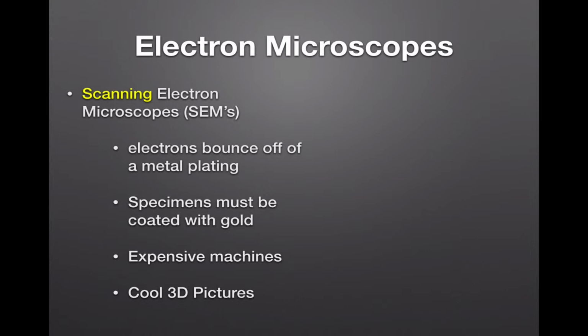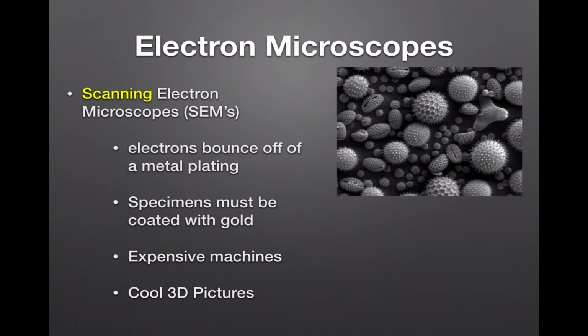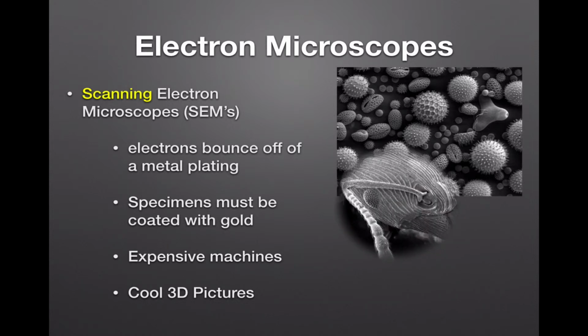Electron microscopes come in two kinds. There are scanning electron microscopes, or SEMs, which bounce electrons off of metal plating that's been applied to whatever it is you're looking at. So you actually give it a mirror finish, usually with gold. These are very expensive machines, but the payoff is you get very cool three-dimensional pictures. For example, this is a scanning electron micrograph of some pollen grains from different species of plants. You can see there's amazing three-dimensional detail possible from these pictures.